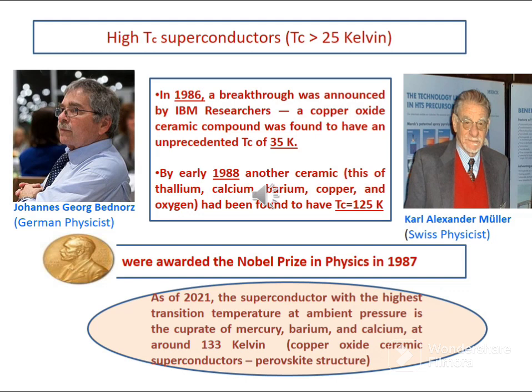And these two scientists, Bednorz, a German physicist, and Muller, a Swiss physicist, were awarded the Nobel Prize in Physics in the year 1987. As of 2021, the superconductor with the highest transition temperature at ambient pressure is the cuprate of mercury, barium and calcium, whose TC is 133 Kelvin. These copper oxide ceramic superconductors are found to have a perovskite structure.